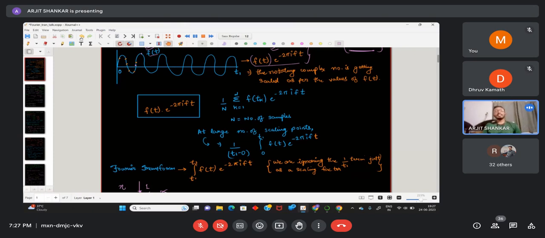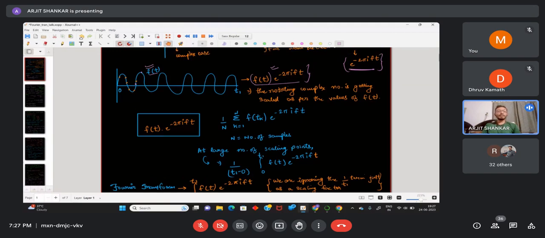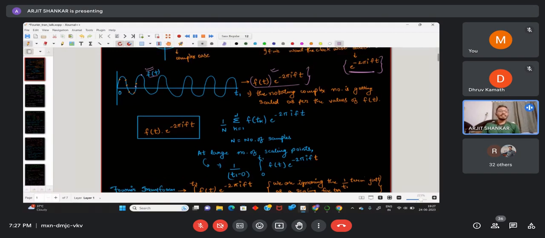Now, if we increase the number of samples to a very large size, if n is really, really large, then we need not take this 1 by n. Instead, to normalize it, let's say we started getting the signal at t equal to 0 and we are getting it till t equal to 1.